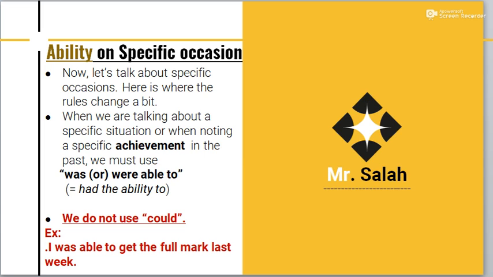Now, let's talk about specific occasions. Here is where the rules change a bit. When we are talking about a specific situation or when noting a specific achievement in the past, we must use was or were able to, the same meaning as had the ability to. We don't use could. For example, I was able to get the full mark last week. Again, we don't use could here because we are talking about ability on a specific occasion.